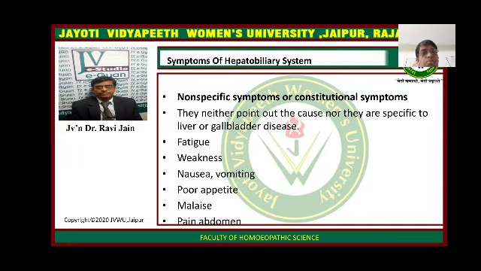The non-specific symptoms are fatigue, weakness, nausea, vomiting, poor appetite, malaise and pain abdomen. I will again repeat these symptoms. The non-specific symptoms include the fatigue, weakness, nausea, vomiting, poor appetite, malaise and pain abdomen. These are the non-specific symptoms as they do not point to any particular disease, but since these are related to the hepatobiliary system, therefore we have mentioned them here.